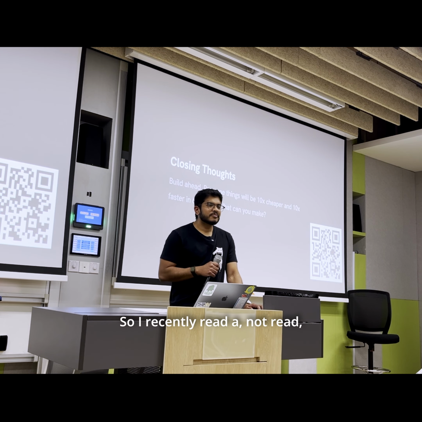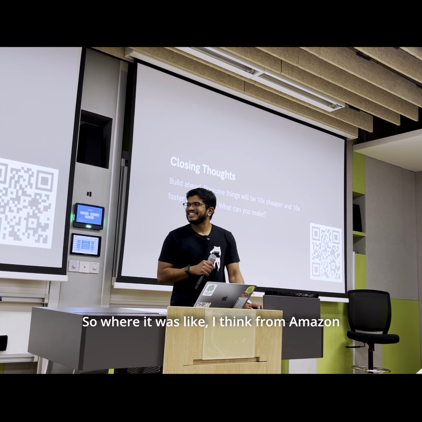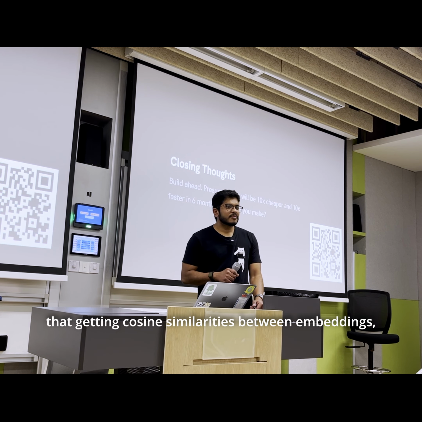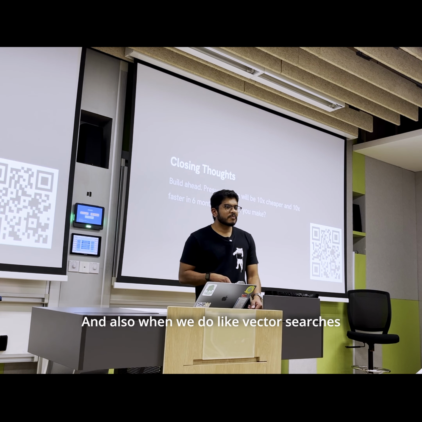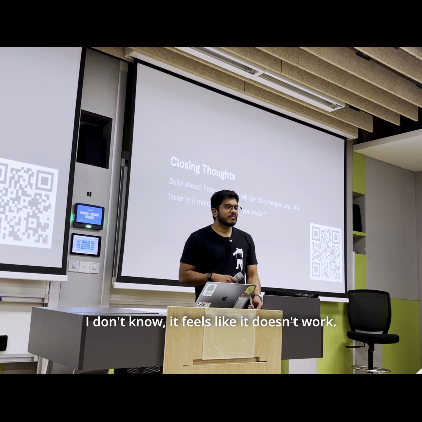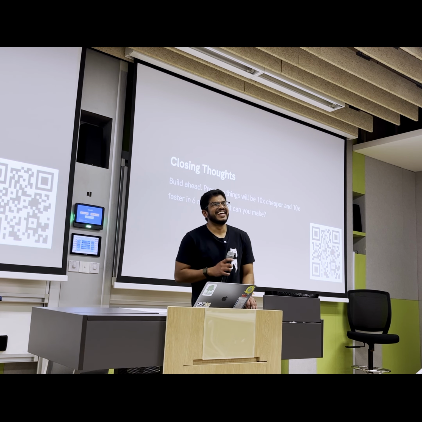Okay, I had a question. So I recently, I wouldn't say I read the paper, I read the abstract, from Amazon or from somewhere, or Netflix perhaps, saying that getting cosine similarities between embeddings is not really a good measure for getting the meaning of things. And this is a preface for my question. Also, when we do vector searches and try to pull relevant information, it feels like it doesn't work. I'm trying to figure out what I am doing wrong, and how to do it better.